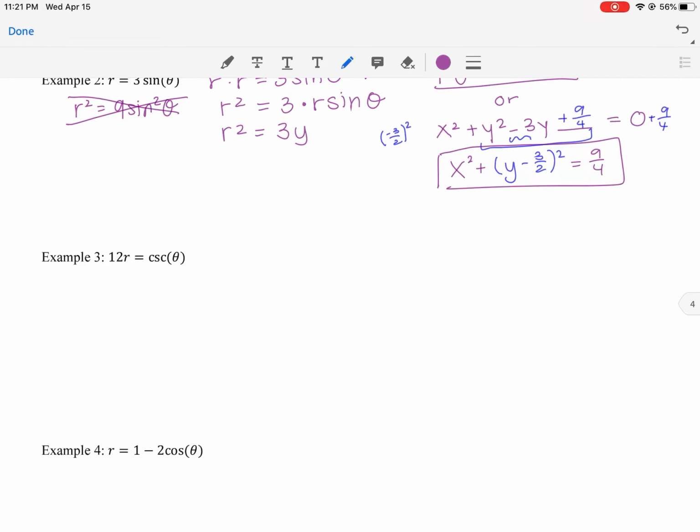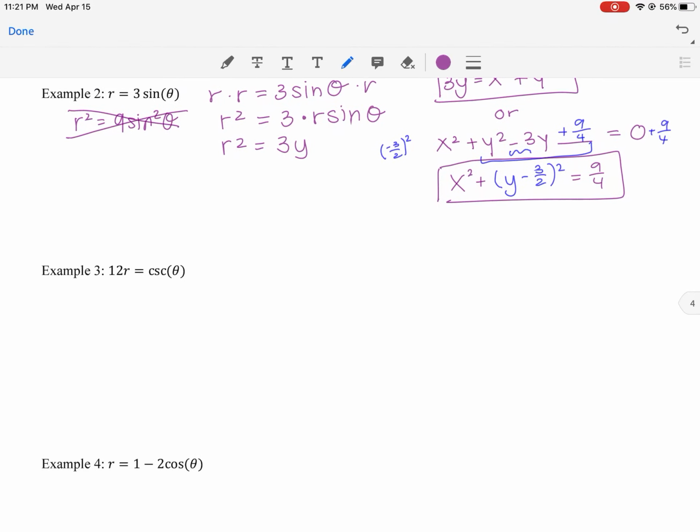Okay, two more here. So this one, we've got 12 times r equals cosecant. On this one, I would probably just start by rewriting things, because notice if I multiply both sides by r, I'm not going to get r sine theta or r cosine theta, so not super helpful necessarily. So I have 12r equals 1 over cosecant, which is 1 over sine. So let me just multiply. Let's get everything on the same side and see what we recognize.